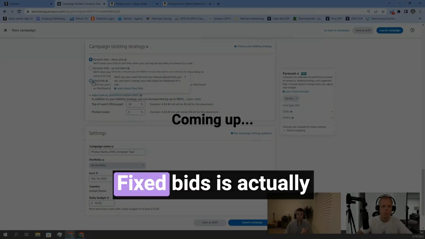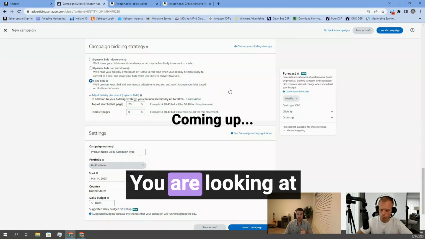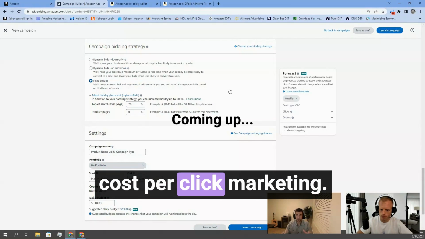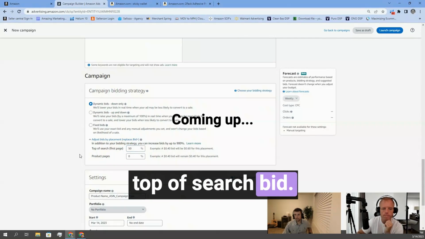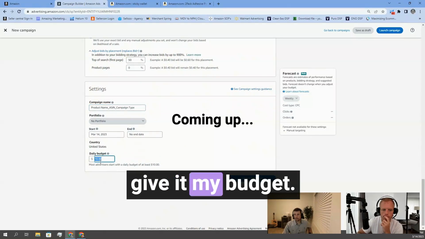Fixed bids is actually the way to go during a product launch. You have to be very careful. You are looking at this as impression-based marketing, not necessarily optimized cost per click marketing. For a broad campaign, 35 to about a 50% top of search bid, that's where I would hang out for a newly launched product. I give it a name, I give it my budget.